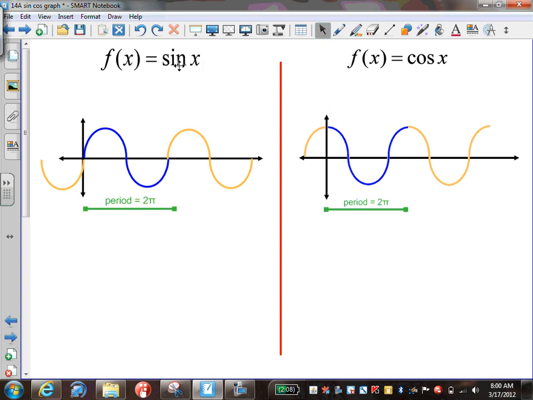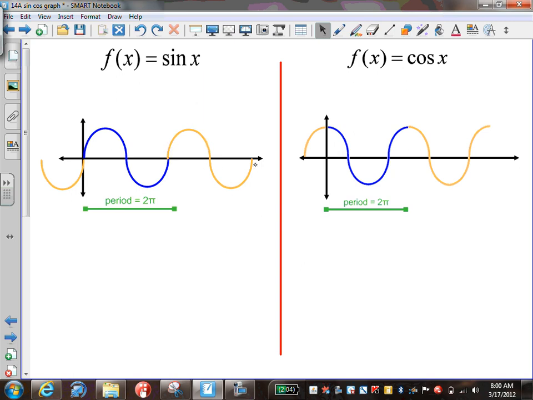So notice the sine from before. We start at 0, we rotate up, back down, and then back. When we get to 2 pi, we're back at 0. Cosine, again, we start at 1, rotate down to 0, -1, 0, and back at 1 again when we hit 2 pi. So we call this a period, okay? And basically it's one cycle. And then notice it's repeated.